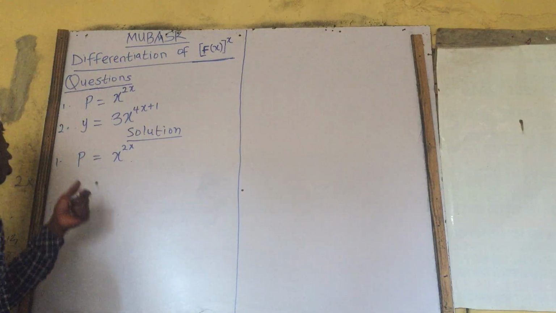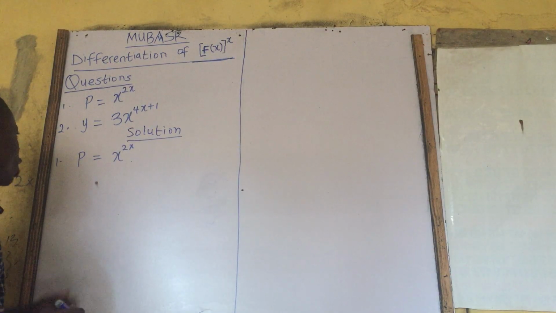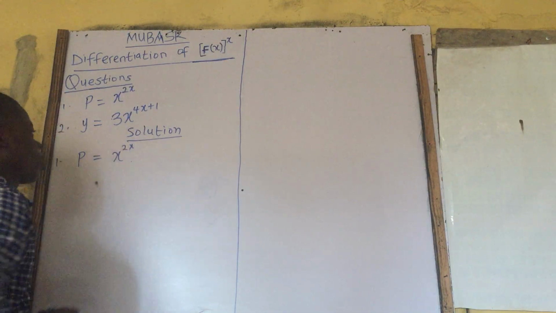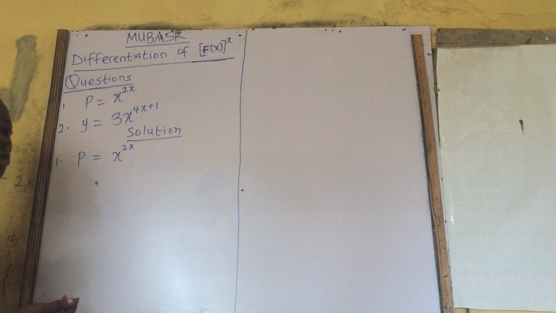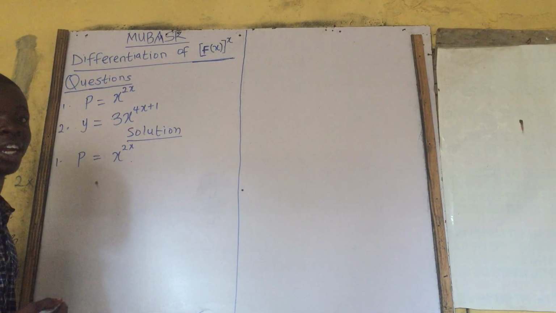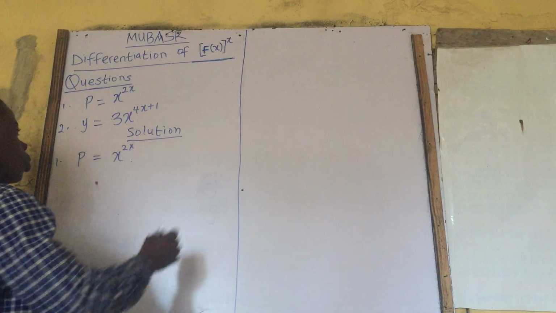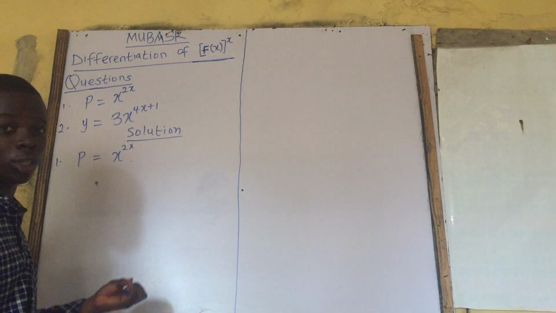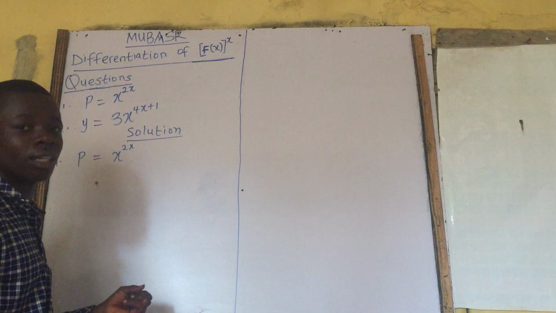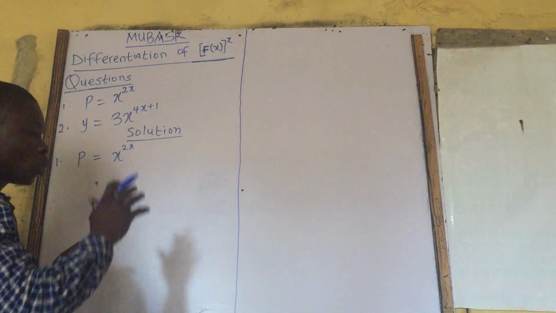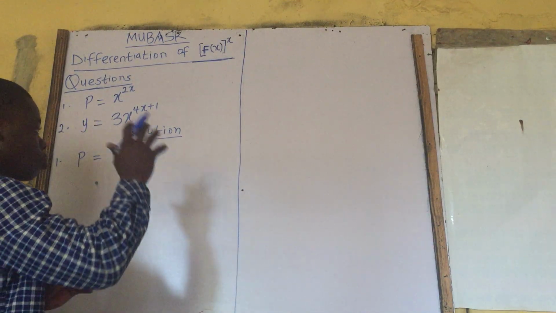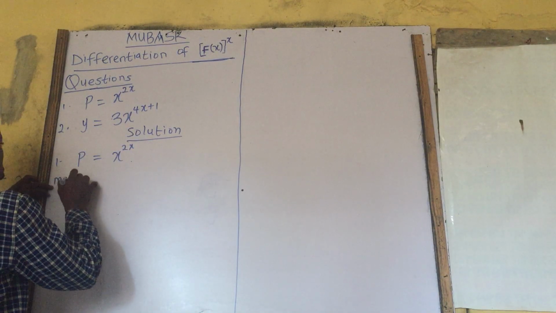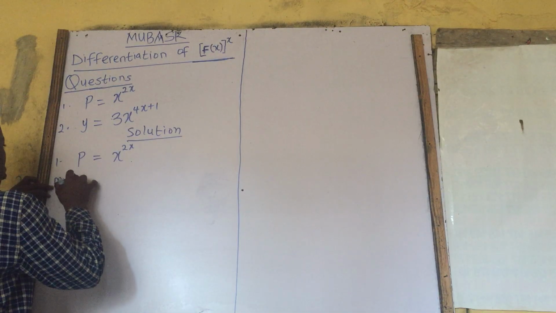Now, how do we solve this kind of question? If you have a power that is in the form of a variable, how do we solve it? By multiplying both sides by the natural logarithm, which is ln, or some people call it the Napierian logarithm. It is also used in the same method. Now, the first step, we should multiply both sides by the natural logarithm.